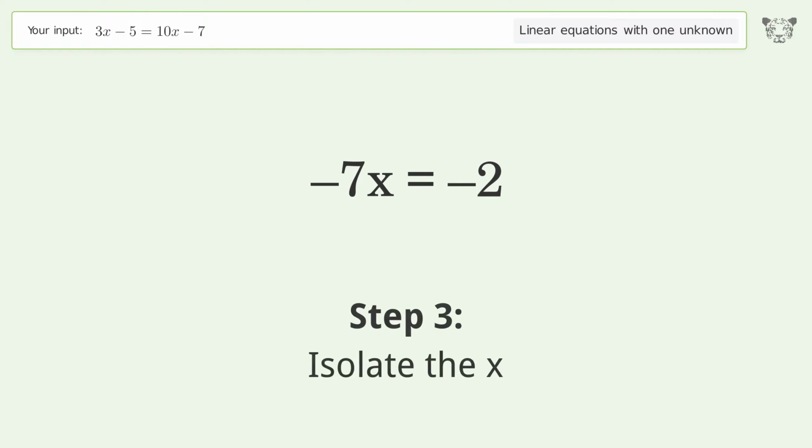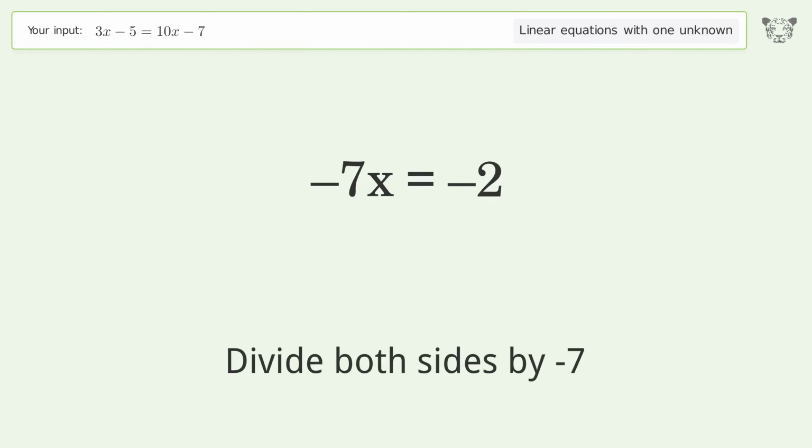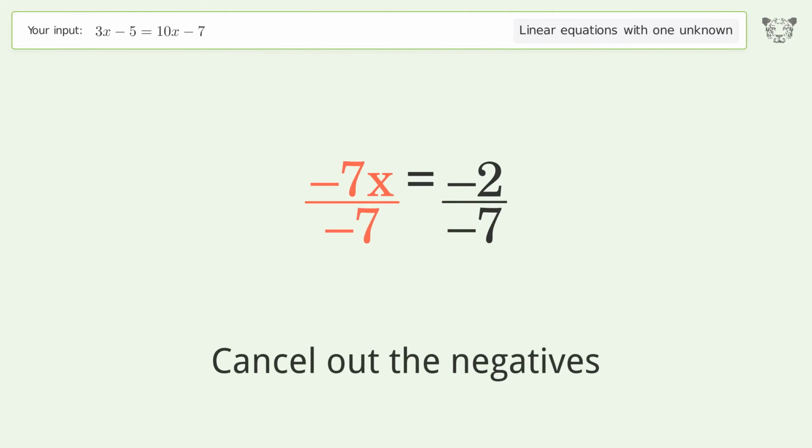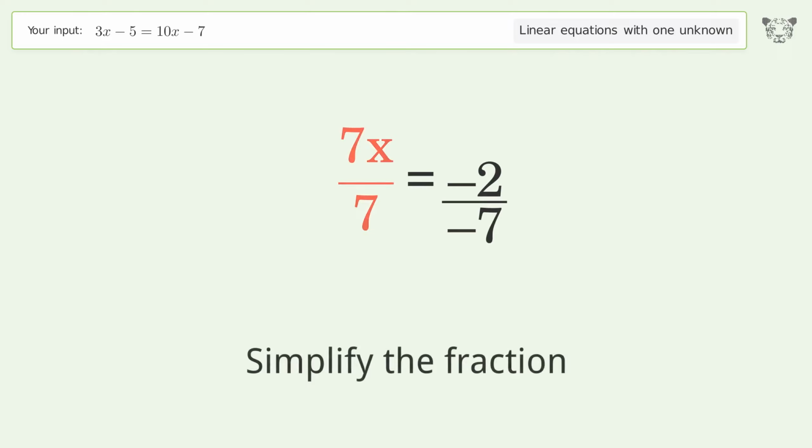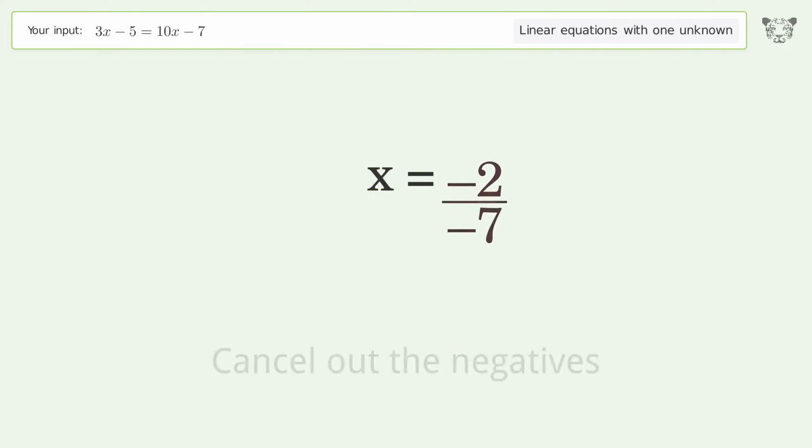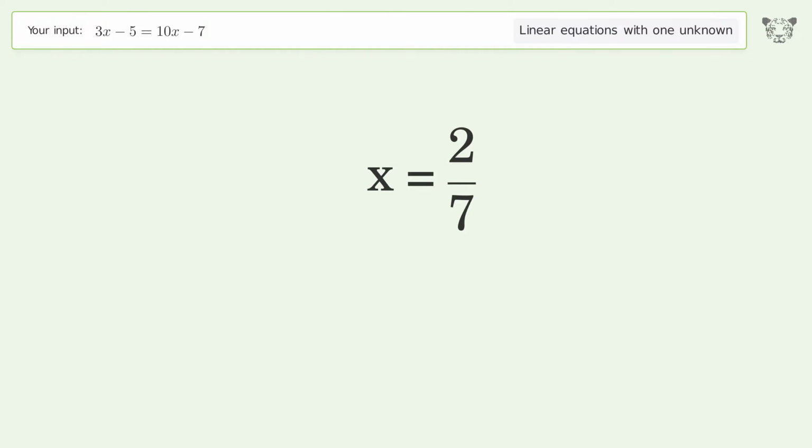Isolate the x. Divide both sides by -7. Cancel out the negatives. Simplify the fraction. Cancel out the negatives. And so the final result is x equals 2/7.